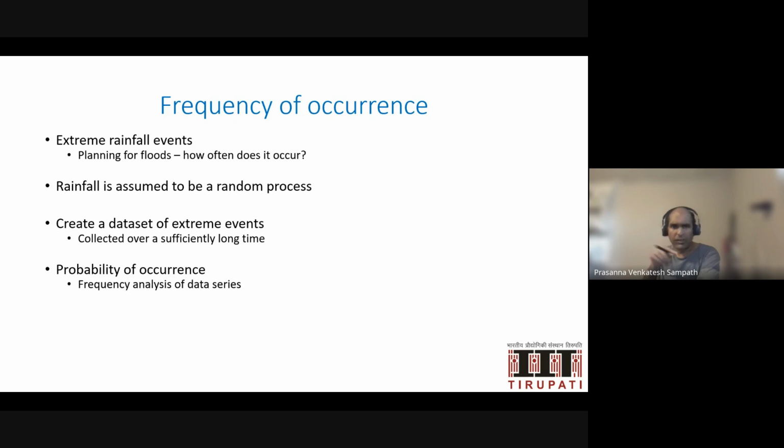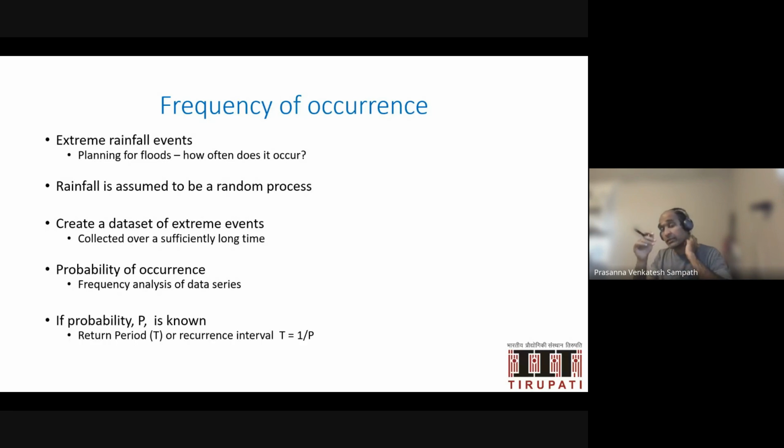I do what is called the frequency analysis of this data series, right? Because I have data for the last 50 years or 80 years or whatever it is. And using that data, I do a simple kind of frequency analysis. And that frequency analysis allows me to estimate the probability of occurrence, right? If the probability P of a certain event is known, then I can find out the return period.